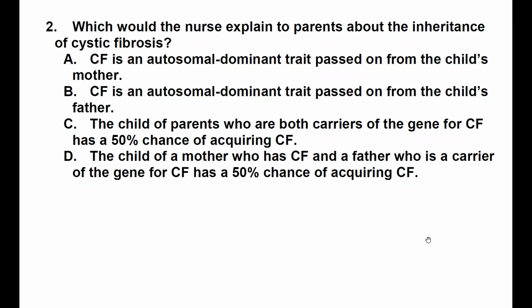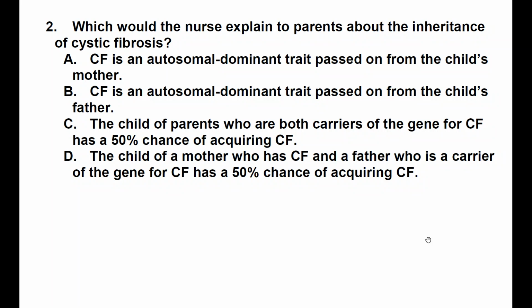So if the child is born to a parent with CF and the other parent is a carrier, the child has a 50% chance of acquiring the disease and a 50% chance of being a carrier of the disease. So letter A and B eliminate because it says it's autosomal dominant. So we're left with letter C and D. So of course we know that it is actually recessive.